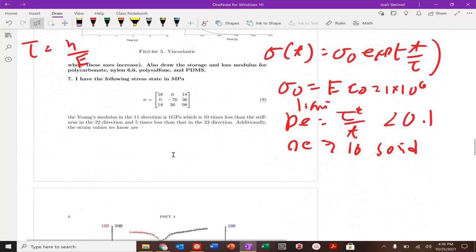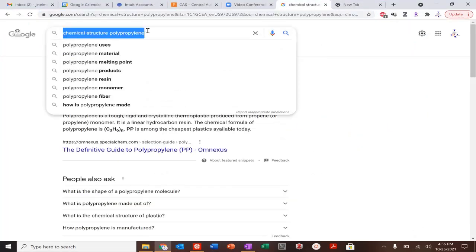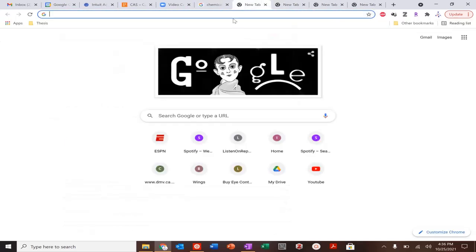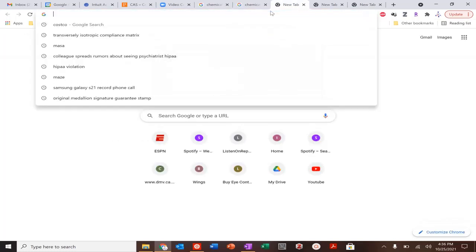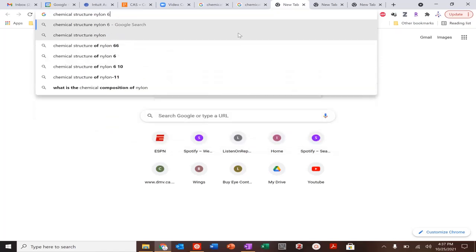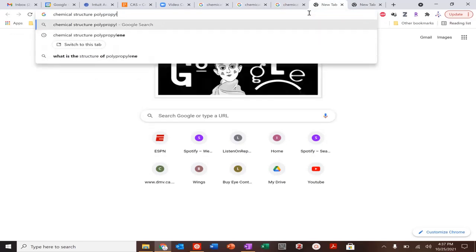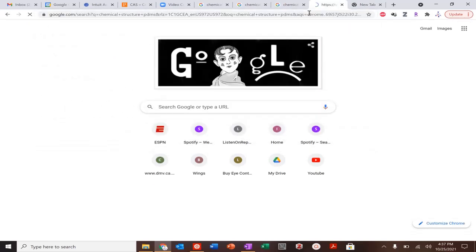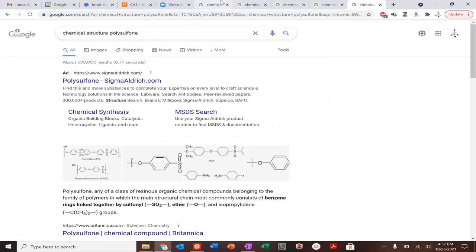Polypropylene, polycarbonate, the chemical structure of carbonate, the chemical structure of nylon 6,6, although I can draw that one, nylon 6,6, and then the chemical structure of PDMS, polydimethyl siloxane, and the chemical structure of polysulfone. So we'll come back to these in a little bit.